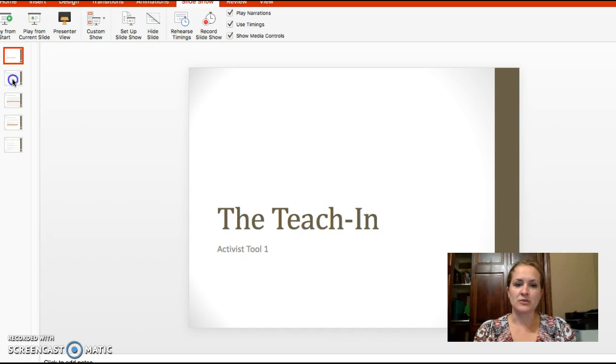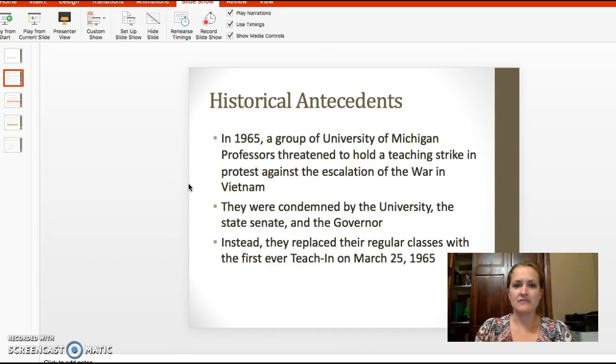The first ever teach-in was actually in 1965, and a group of University of Michigan professors threatened to actually hold a teaching strike in protest against the escalation of the war in Vietnam. And they were pretty resoundingly condemned by the University Board of Regents, the State Senate, and the Governor of Michigan, that they had professional duties, they were expecting to receive a salary, and it was not their right to strike and to avoid their teaching duties. And so instead, they replaced their regular classes with the first ever teach-in, March 25th, 1965.